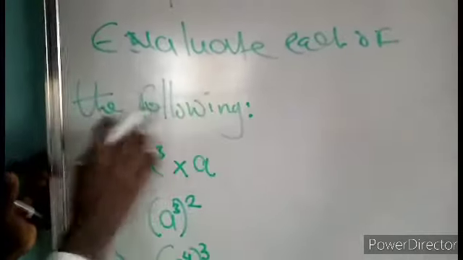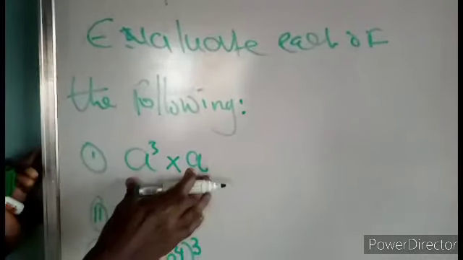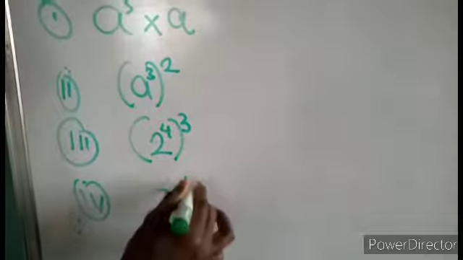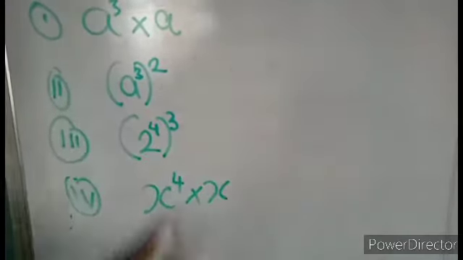I'm going to start with question one. Evaluate each of the following. This is the first question, this is the second one and this is the third one. Now the first one is x to the power of 4, then we have x. Now this is what we're going to do.